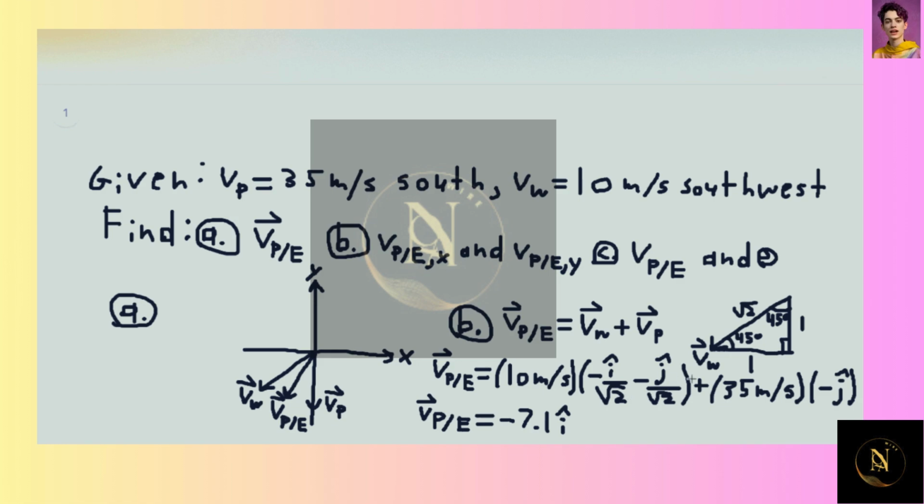And then the j components here, we have two of them, so we have to just add them together. So if we do 10 times negative j over square root of 2 plus a negative 35j, then we'll get the j component. So then I'm going to have a negative 42.1 for the j component.